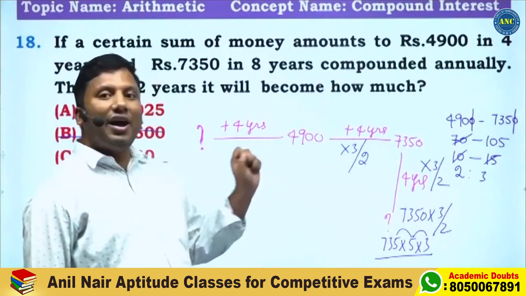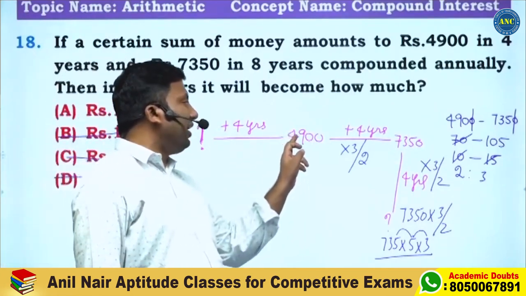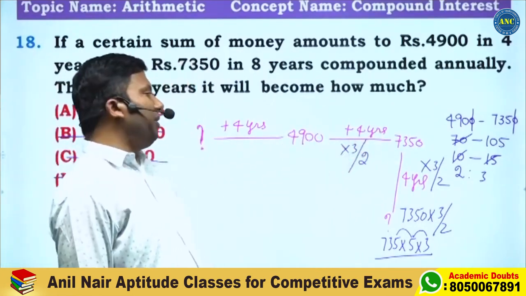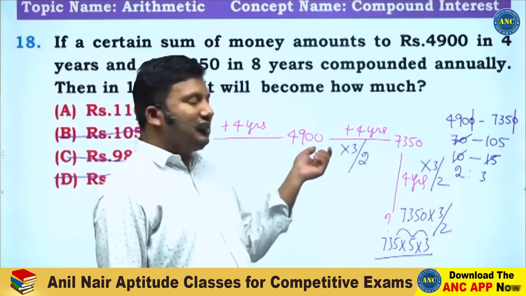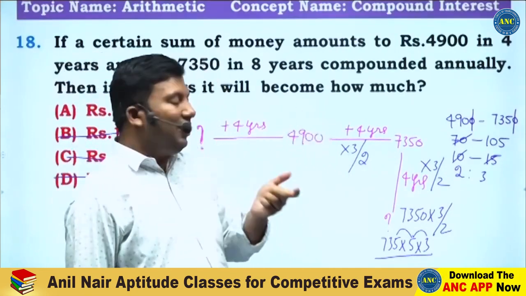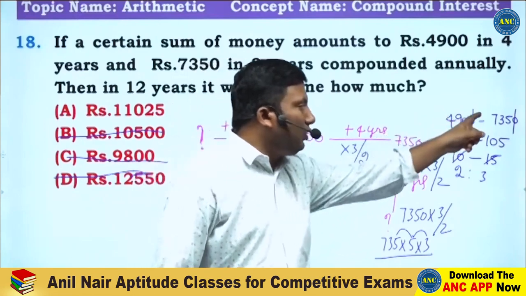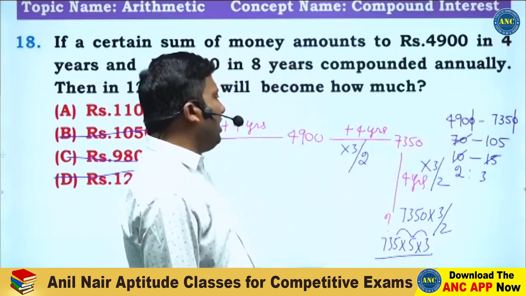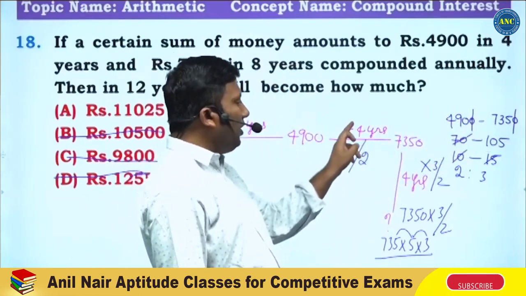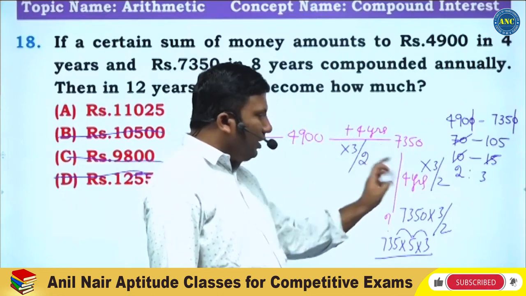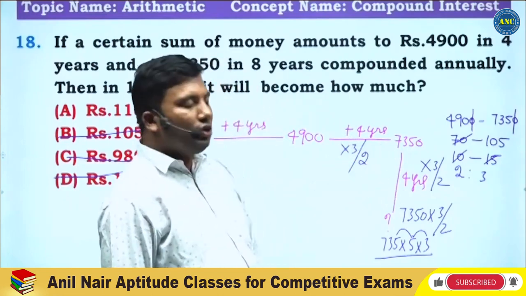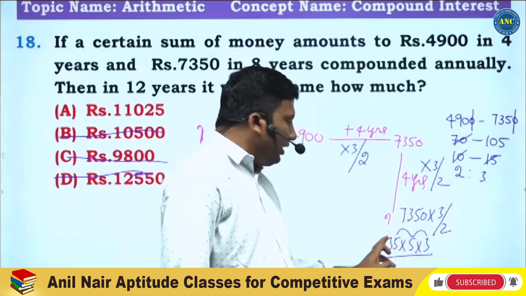After 4 years, the value is becoming 4,900. After 4 years, it is becoming 7350. For every 4 years, the scaling factor will be 3 by 2, since 245 2s are 490 and 245 3s are 735. So 7350 into 3 by 2: 10 by 2 is 5.